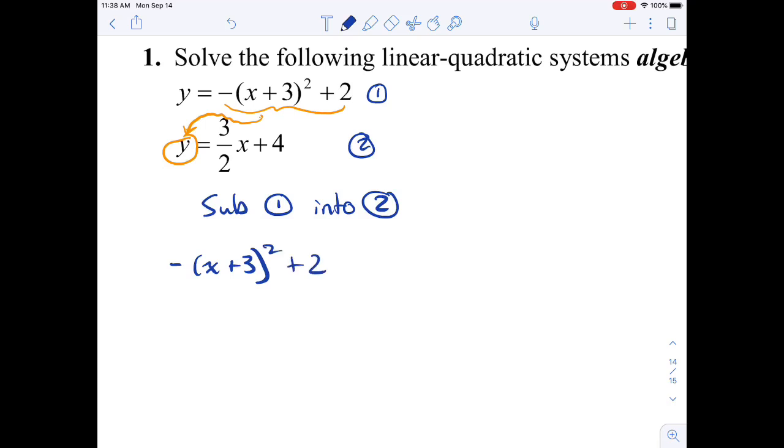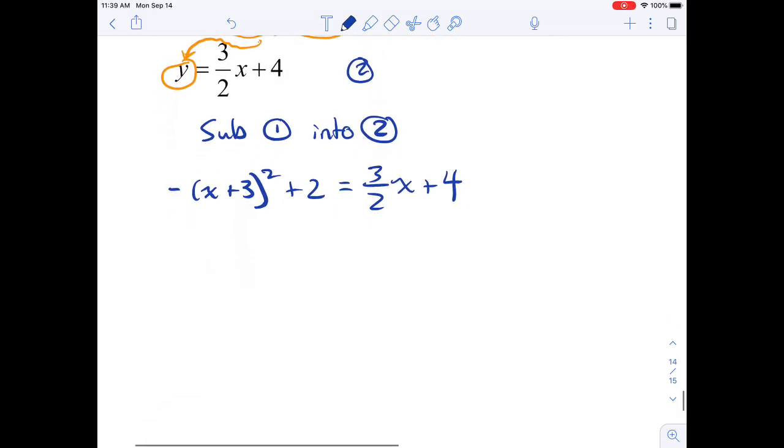And that's equal to still 3 over 2x plus 4. So it's like I've taken the two right sides of the equations and set them equal to each other. But now what do I have? Well, I've got an equation that involves x. That's the only variable that it involves. And I can see from the squared on the left side that it's going to be a quadratic equation.